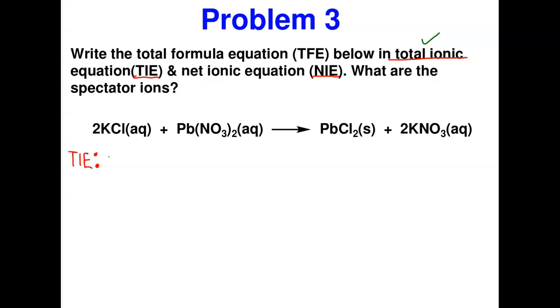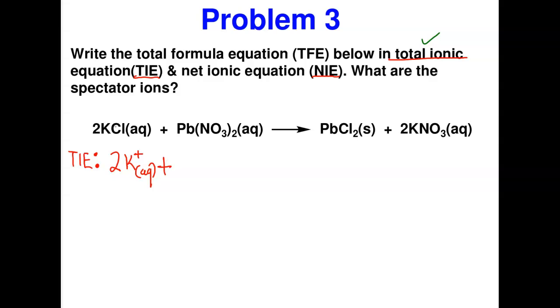Potassium has +1, and there are 2 potassium ions here, so I'm going to just say 2 potassium ions. Now, just to let you know, the total formula equation I gave you is already balanced. So you have to reflect the number of each of these atoms as you are writing these total ionic equations. So this, of course, is in aqueous form.